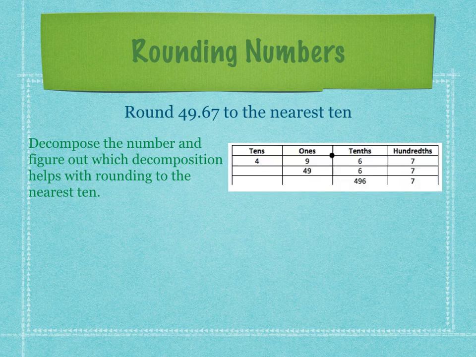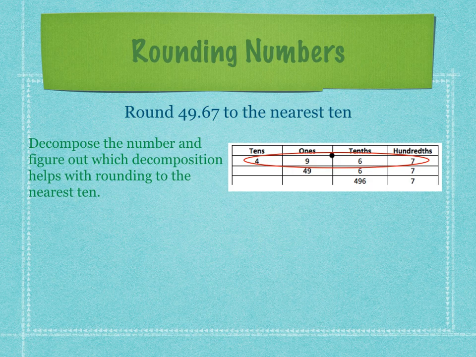So here's our place value chart. And we decomposed it into 4 tens, 9 ones, 6 tenths, and 7 hundredths. Then we did it is 49 ones, 6 tenths, and 7 hundredths. And then finally 496 tenths and 7 hundredths. And if we're looking for which one helps us rounding to the nearest 10, well, it would be the top one. 4 tens, 9 ones, 6 tenths, and 7 hundredths.